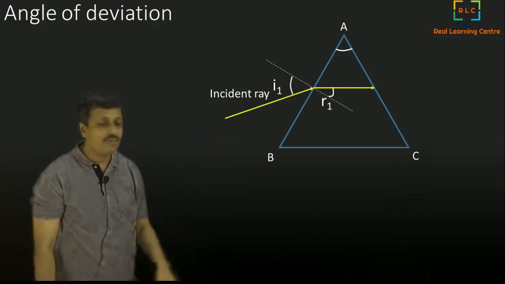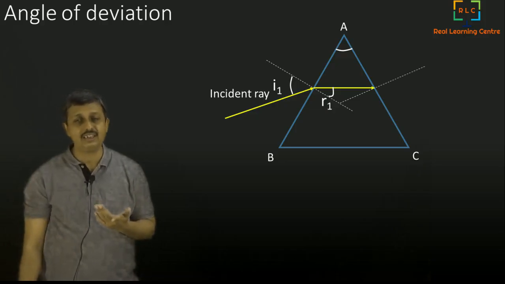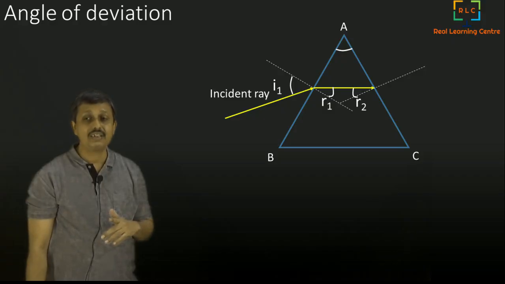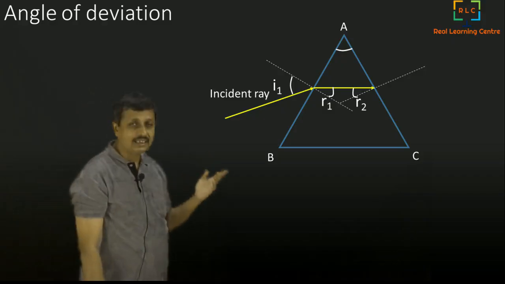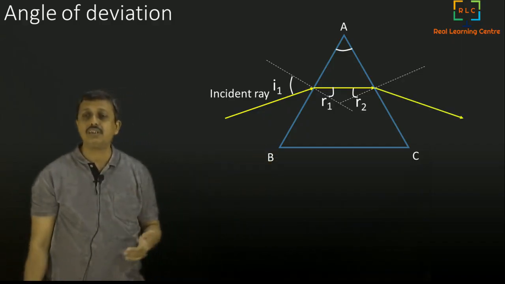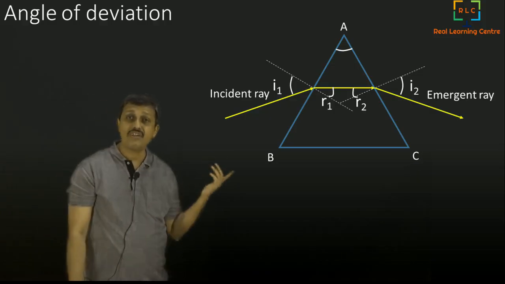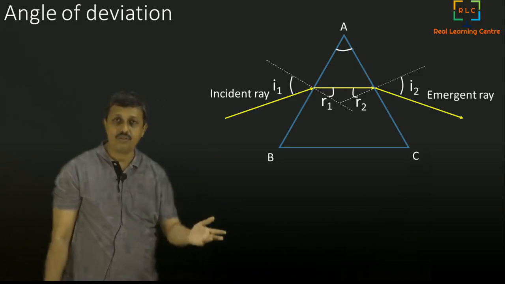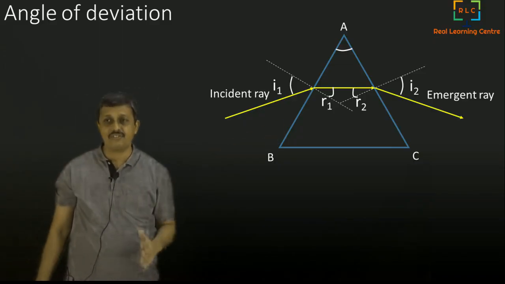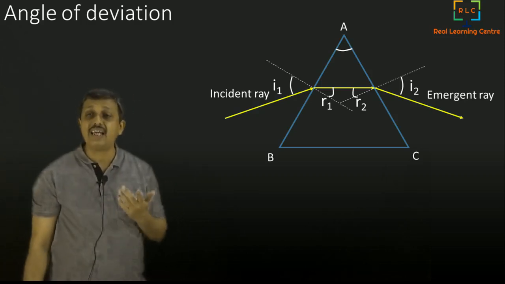Once it hits the other side, again it bends, this time away from the normal. Let's say its incident angle there is R2, and it bends away from the normal. We call it the emergent ray, because it is going out, and we call that angle I2.